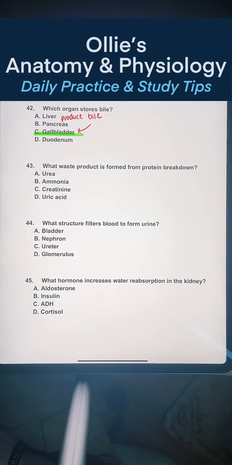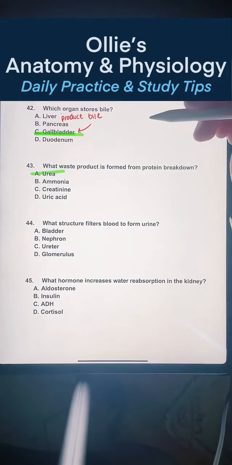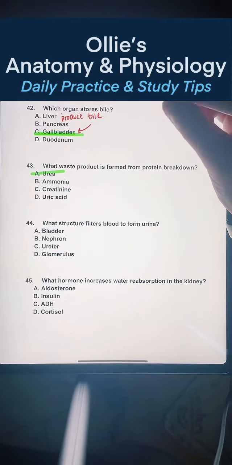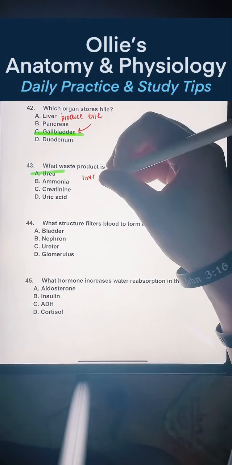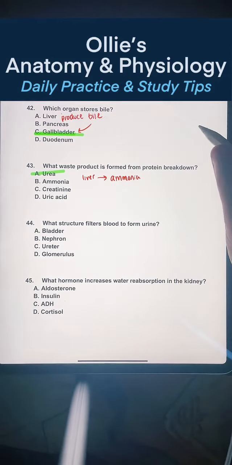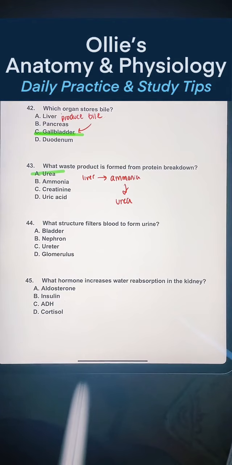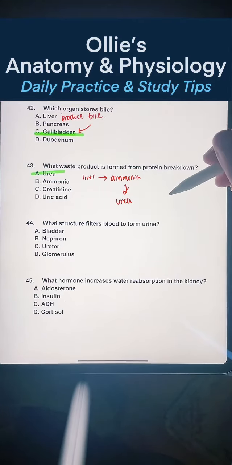But number 43, the answer is urea. This is a waste product that is formed from protein breakdown. It is produced in the liver from ammonia, which is a toxic byproduct of protein metabolism. So ammonia is that toxic intermediate, and it gets converted into urea to get excreted. Ammonia is very toxic, so to get rid of something toxic, we convert it into something else and get rid of it in a non-toxic way. It gets converted into urea and excreted through the urine as safely and as non-toxically as possible.